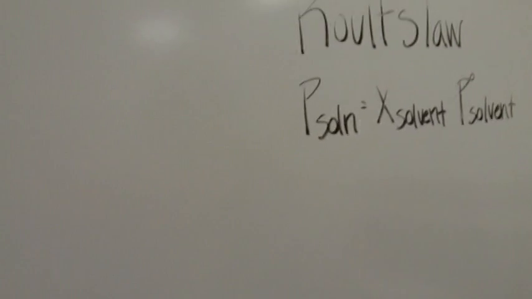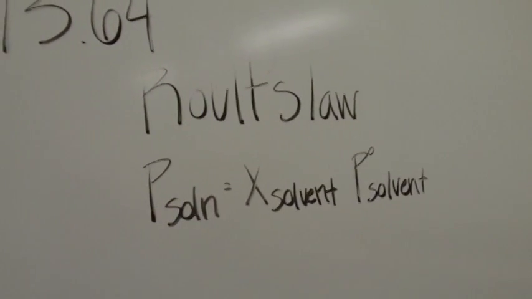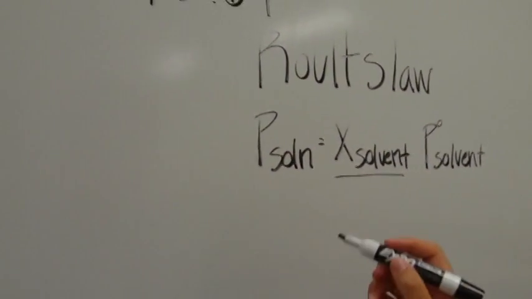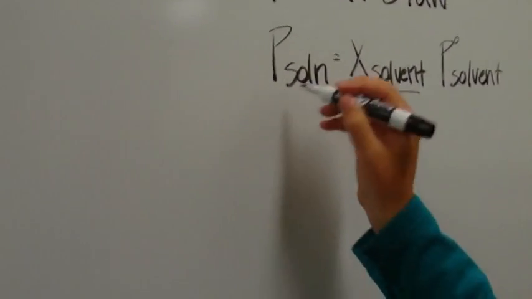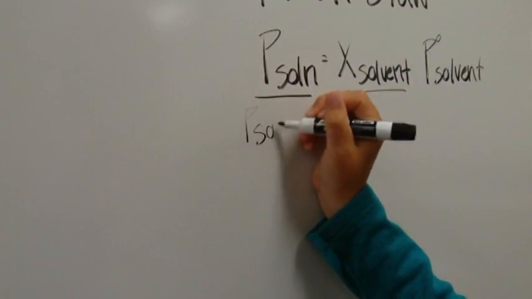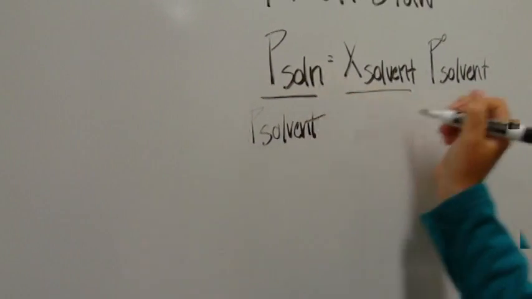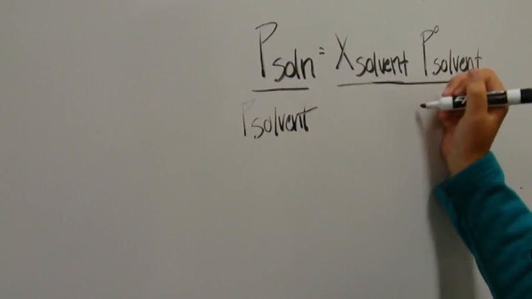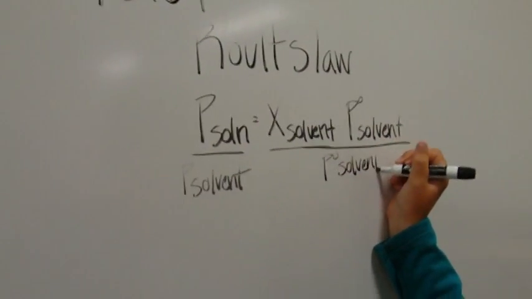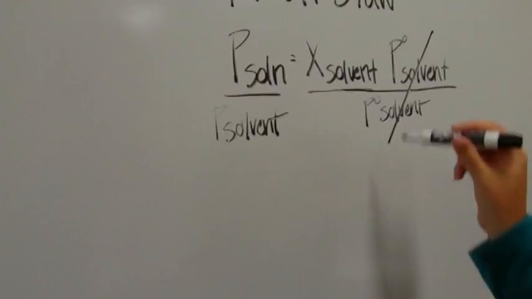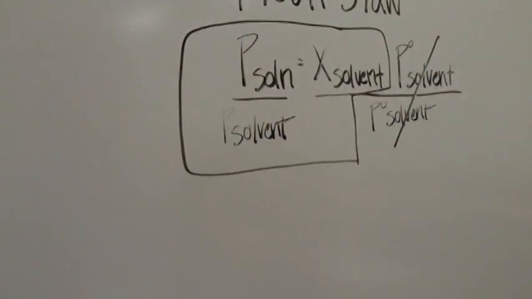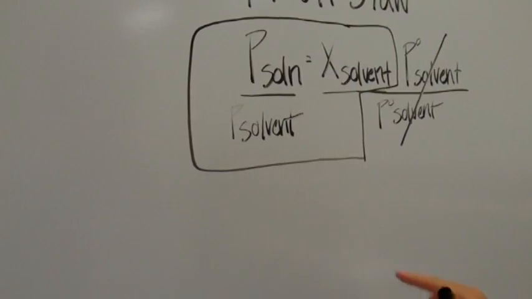All right. And so for part A, we're interested in the mole fraction of the solvent. And so we're going to just rework this equation here. P of solution divided by pressure of the solvent. Divide this over here by the solvent, and that cancels out. So this is what we're going to be working with for part A. And from here we can just plug and chug.